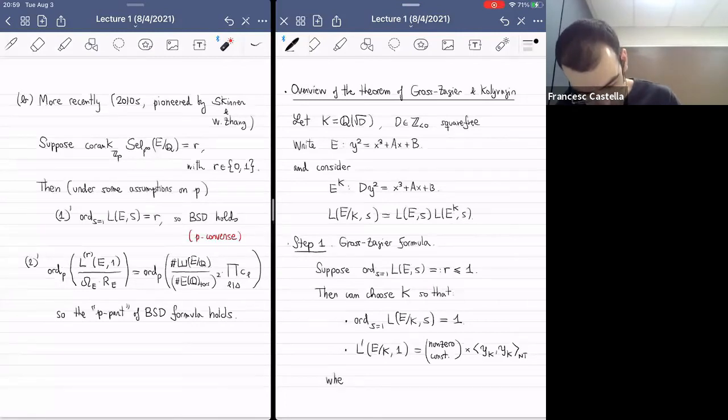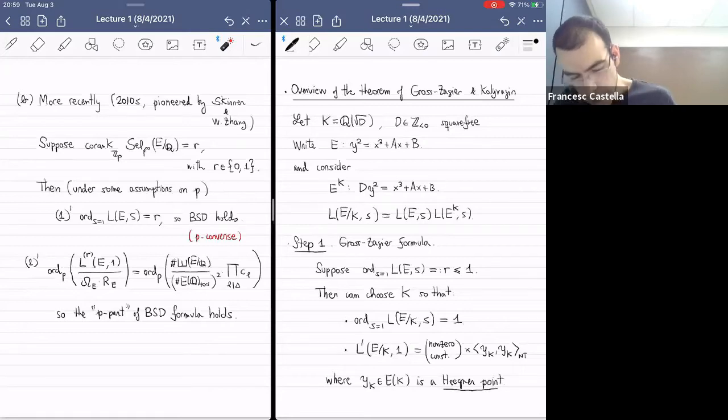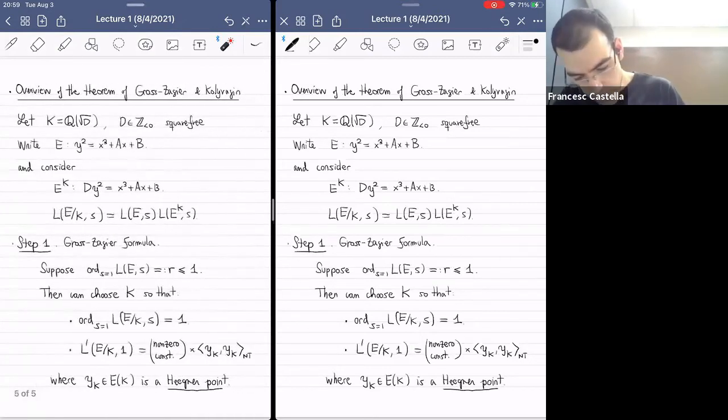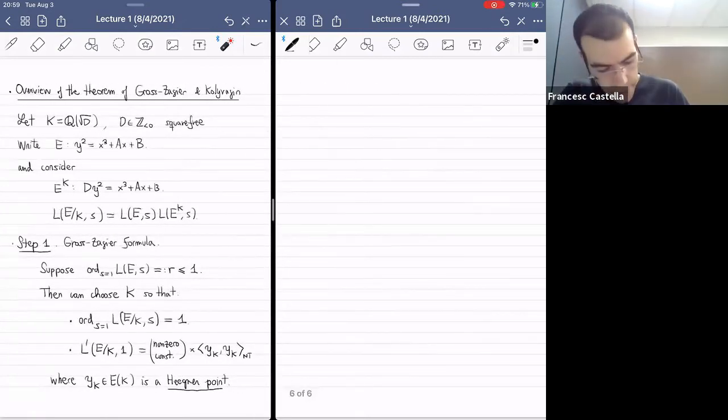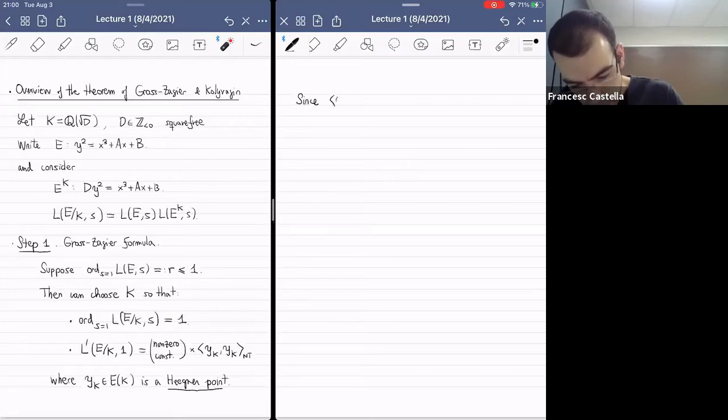Here y sub K is a point of E defined over K, and is a Heegner point. This point will be defined later in today's lecture. Now, since we know that the Néron-Tate height of a point is going to be 0 precisely when it's torsion, we get the following.